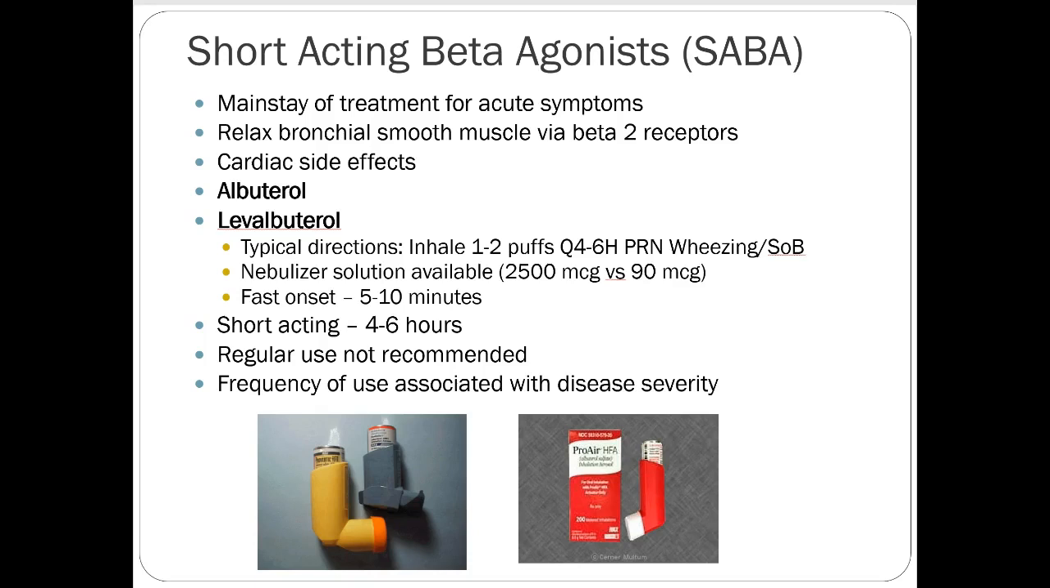Directions: both of these medications don't last very long, so if you're going to chronically give somebody albuterol, you're looking at every 4 to 6 hours. If you're experiencing an acute exacerbation, you can take quite a bit of this at once. I'll talk about that in a second.